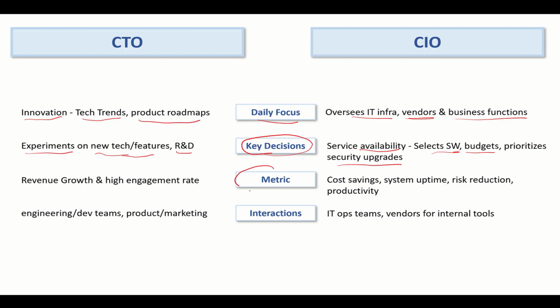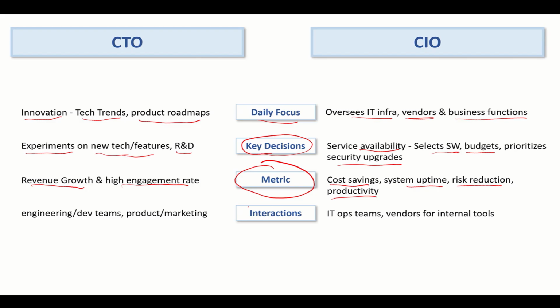The third differentiation is with respect to the success metric. For a CTO, the success metric is growth in revenue by introducing new solutions, new tools, and new applications, hence a high engagement rate. However, for a CIO, the success metrics are saving cost, how much uptime and reliability the infrastructure and IT setup is providing, and also risk reduction and productivity.